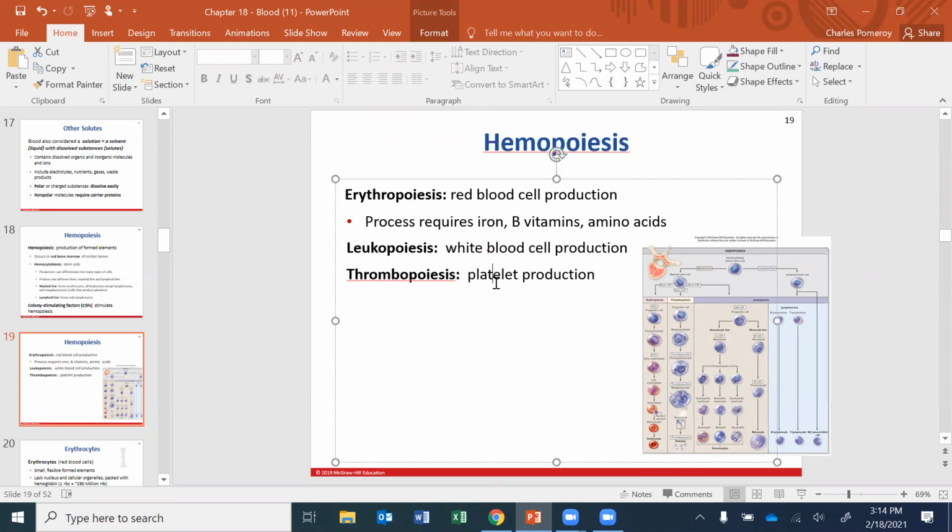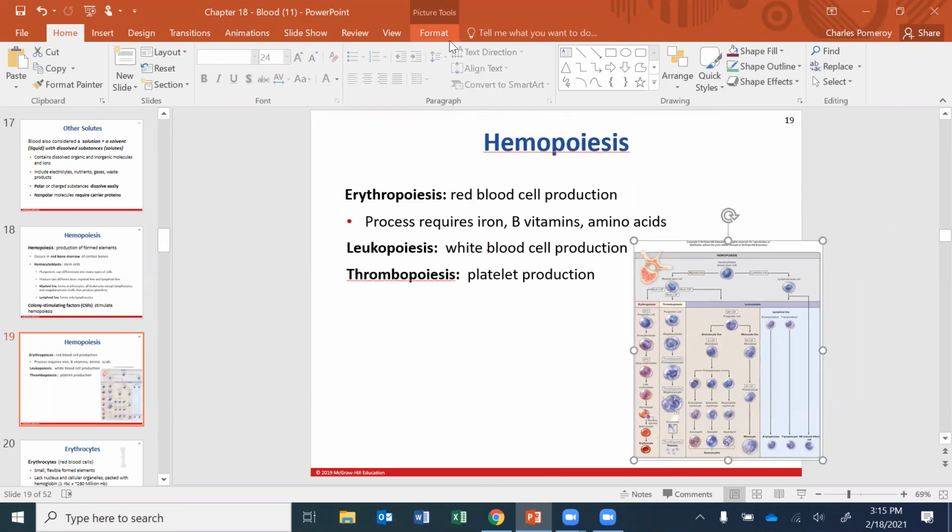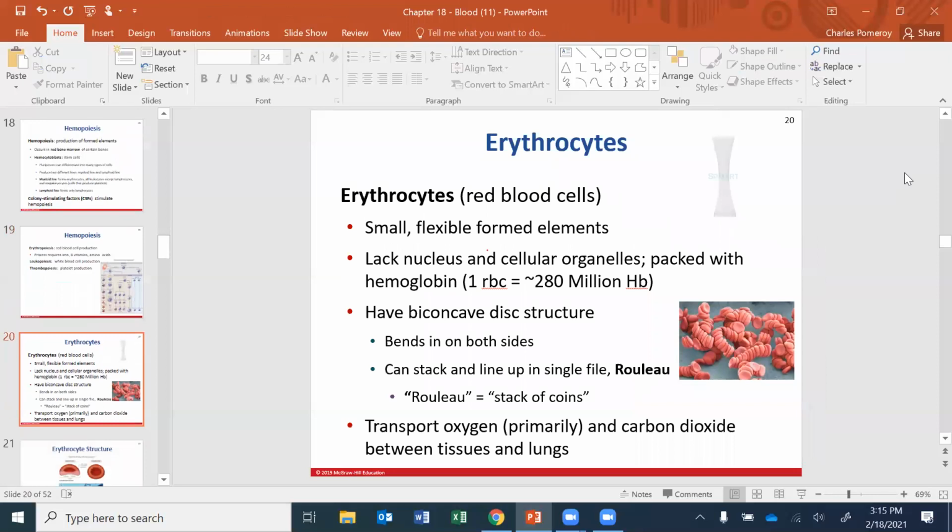But we're going to talk about first red blood cells, and then we'll get into white blood cells and platelets further on down in the chapter. So erythrocytes is our fancy term for red blood cells. Erythro means red, cyte means cell, okay? So erythrocytes, or red blood cells, here are some of the characteristics.